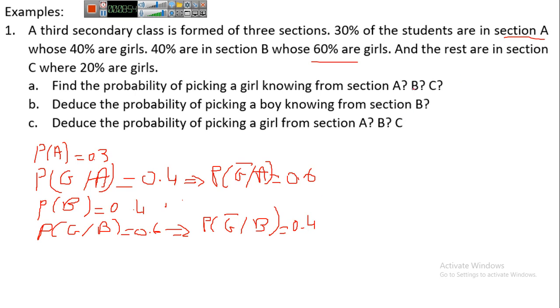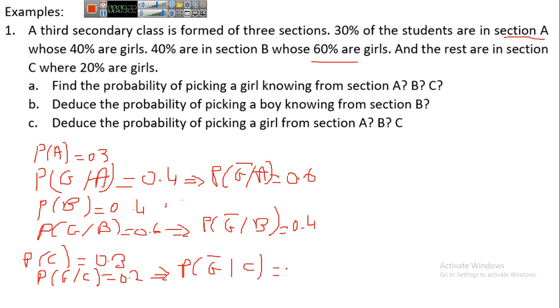And the rest are in section C. So if A is 30% and B is 40%, C will be 30%. And the rest, 20% are girls. So P of girls knowing section C is 0.2. So the complement, P of boys, not girls, knowing section C is 0.8.